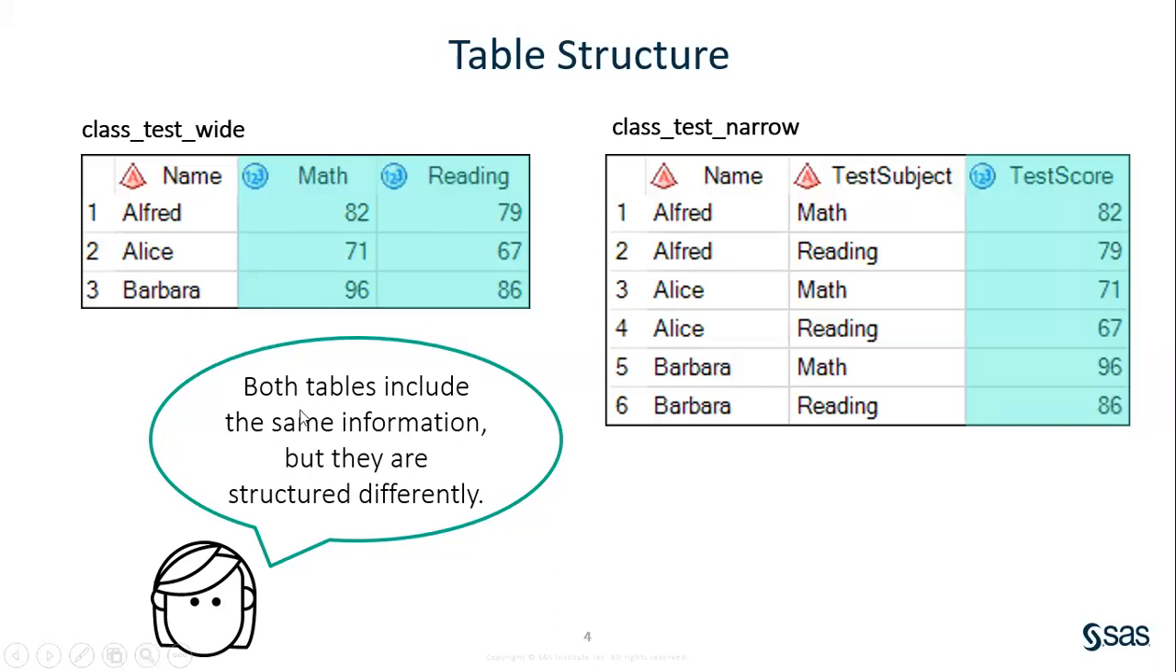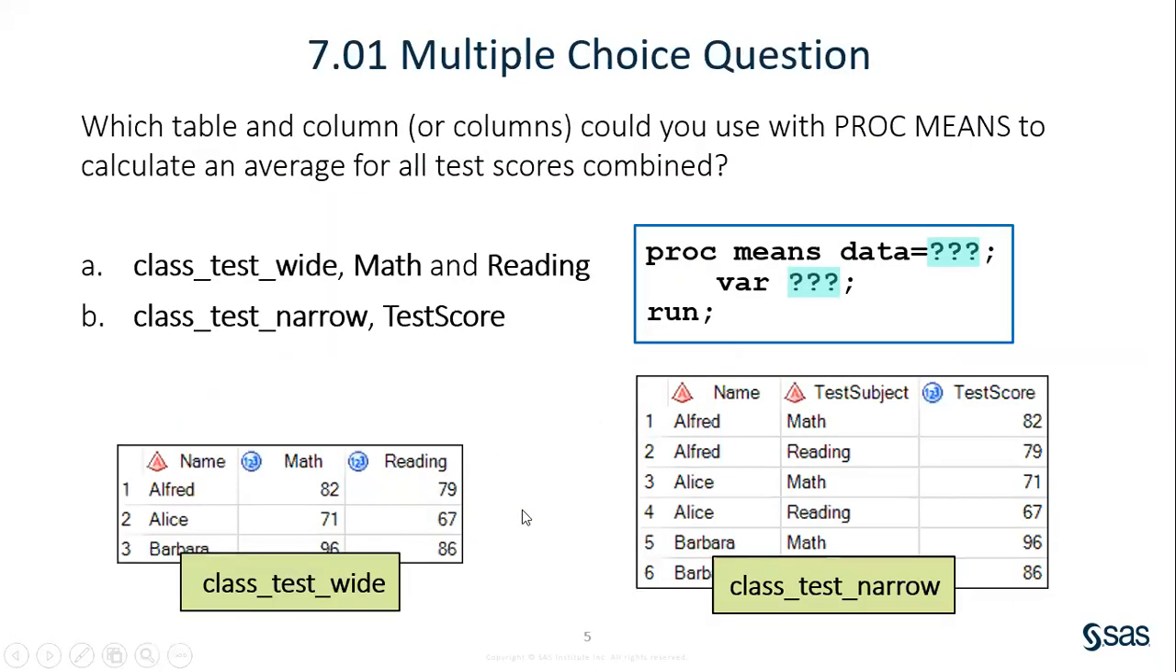Yes, ma'am. Okay. So both tables include the same information, but they are structured differently. Now looking into this, you tell me which table is more suitable to calculate means on your maths and reading data, or the mean scores generally. Which table would you use to calculate the mean score, class test wide or class test narrow? Which table is suitable for your proc means to calculate means of scores? Ma'am, the second one is suitable.